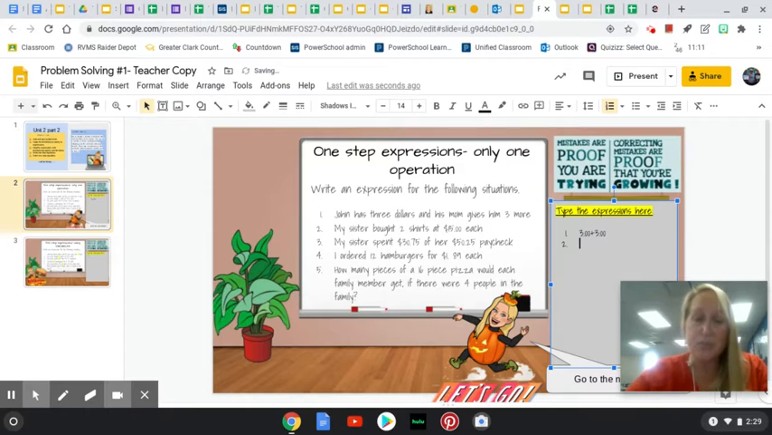Number 2, my sister bought 2 shirts at $15 each. There are 2 ways to do this. One, you can do 15 plus 15. That's always right. Or you can do 15 times 2. Now notice I used an asterisk there instead of an X, because when you start adding variables, variables are X's. So once you hit 7th grade, we don't use X for times anymore. We use an asterisk, which is the shift and the 8.